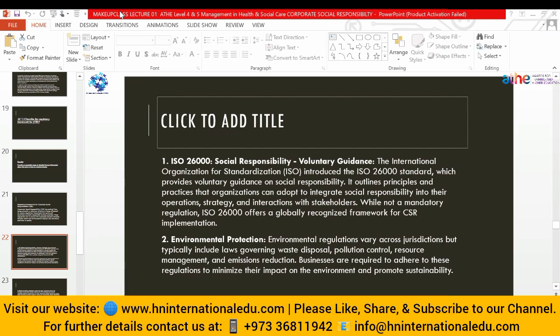Businesses are required to adhere to these regulations to minimize their impact on the environment and promote sustainability. That is the reason we are using the CSR policy. We want to introduce that. We actually are doing work on it because we want to minimize the impact of these things on the environment and the sustainability factor, which is the most important one.